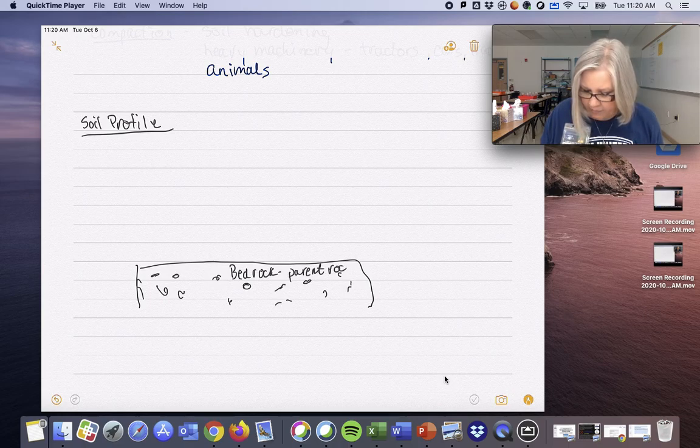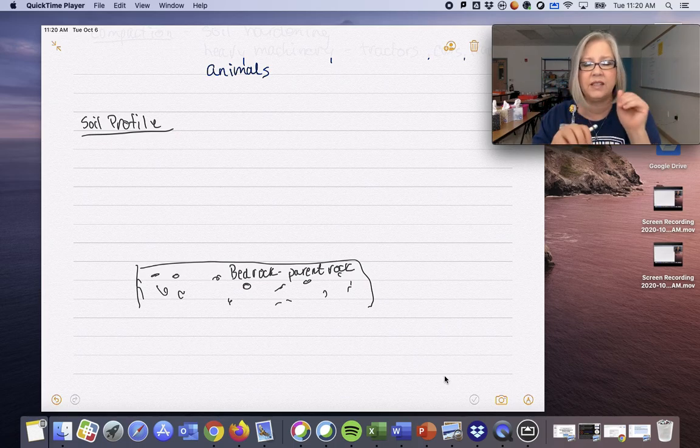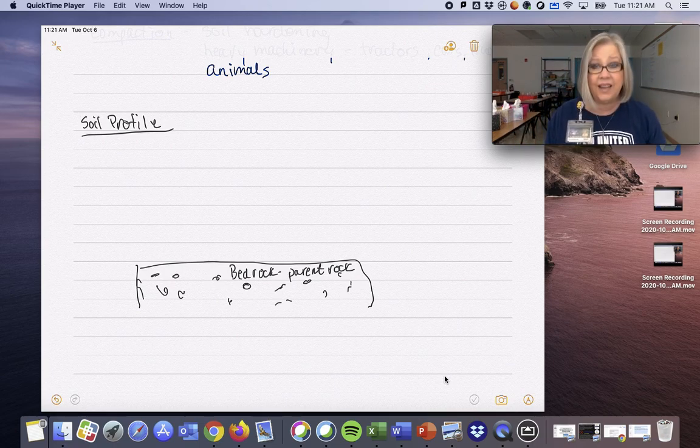So whatever parent rock you have, that determines the kind of soil that you're going to have above it. Whatever rock is underneath, whether it be limestone or shale or siltstone or all of those things that you looked at in the rock cycle, that actually can make up our bedrock. And this is known as the C layer. All right, so C layer is our bedrock.